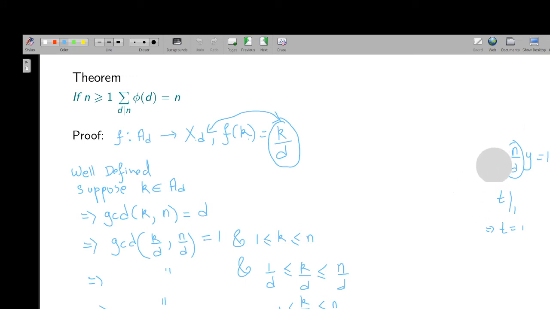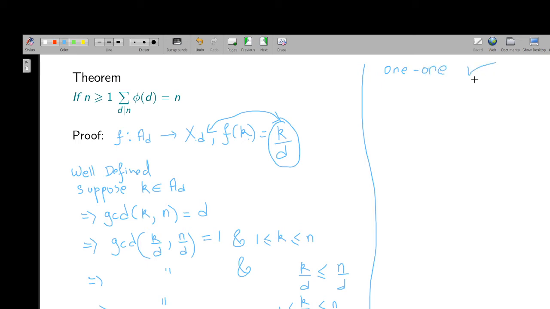I think 1-1ness I will not even prove because it's that easy, so that I will leave out to you. I'm sure all of y'all can do. That's because suppose f of k1 is equal to f of k2, it basically means that k1 upon d is equal to k2 upon d. Cancel out the d on both sides, you get k1 equals k2. So you can prove this on your own. Standard.